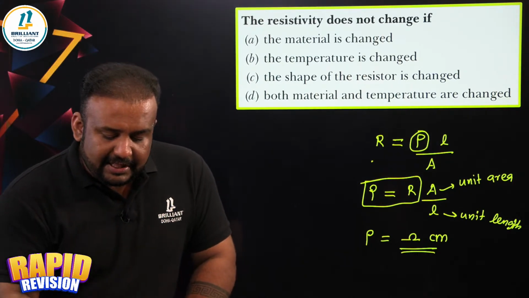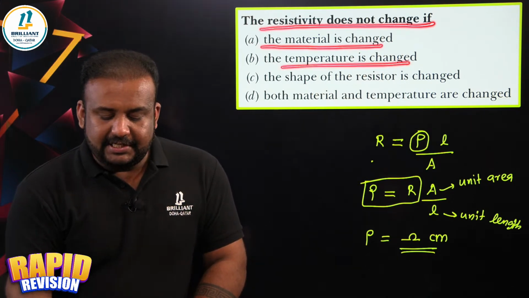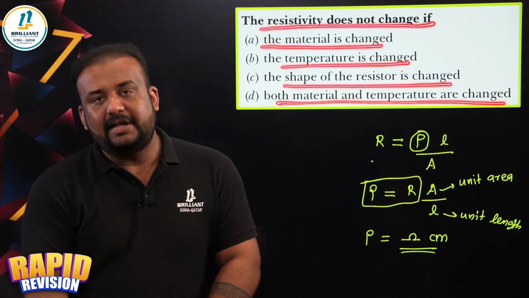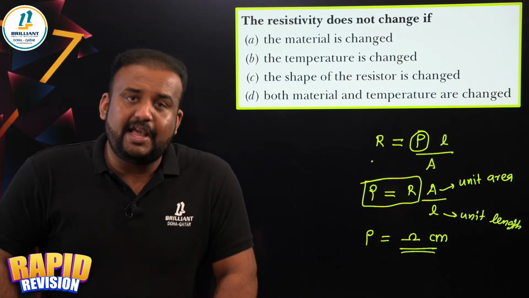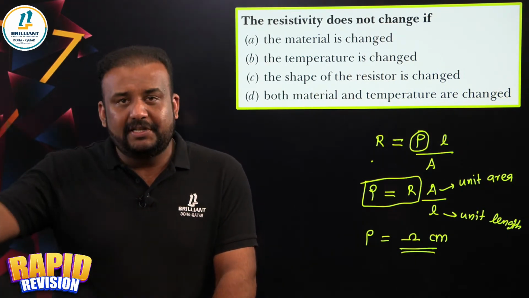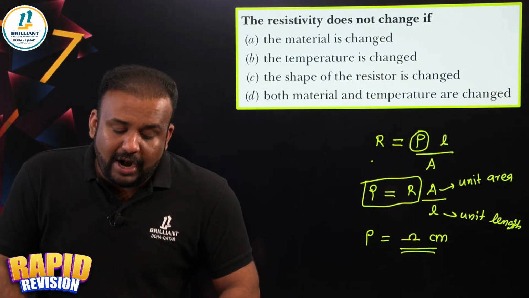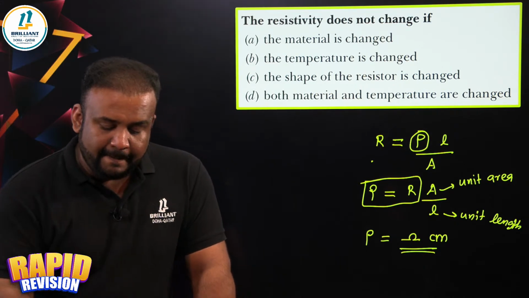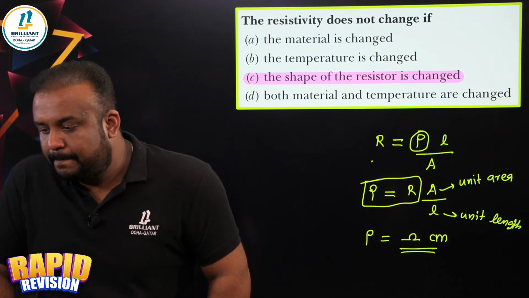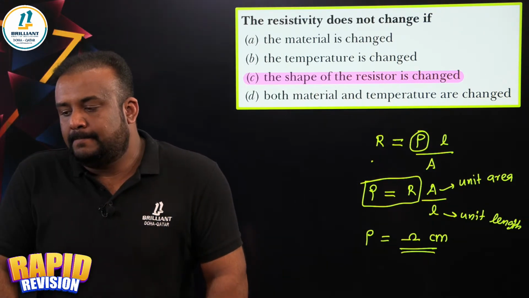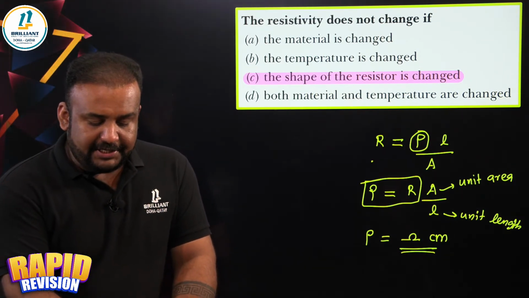Now you read, they said the resistivity does not change if the material is changed, temperature is changed, shape of resistor is changed, both material and temperature are changed. See, temperature and the material, these two things will definitely have an impact on the resistivity. Different materials have different resistivity, and the same material will have different value of resistivity at different temperatures. The only thing that does not change resistivity will be the shape of the resistor is changed. Yes or no? Right, yeah, the SI unit will be ohm meter.